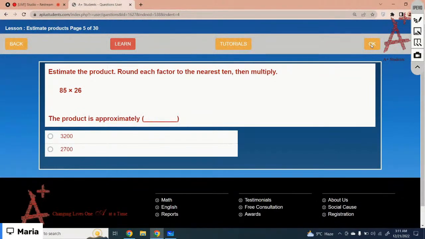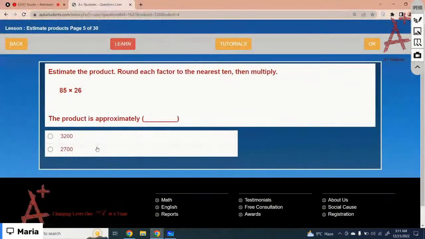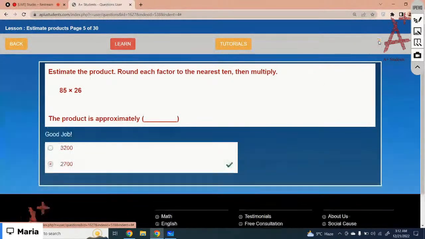85 times 26. So 85 is rounded off to, you have 5. 5 is equal to 5. Got it? You have to round to the next 10. It would be 90. And here you have 2 and the next digit is 6. 6 is greater than 5. So you have to round up. So it would be rounded off to 30. Got it? 3 times 9 is 27. So it is 2700. Got it, everyone? The correct option is 2700. Just select the correct option, then click on the OK button.